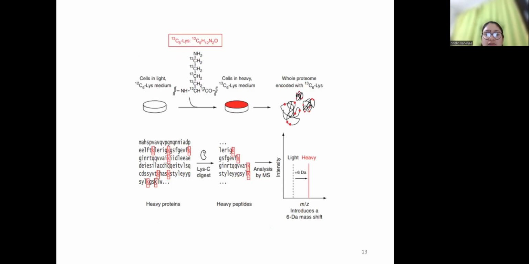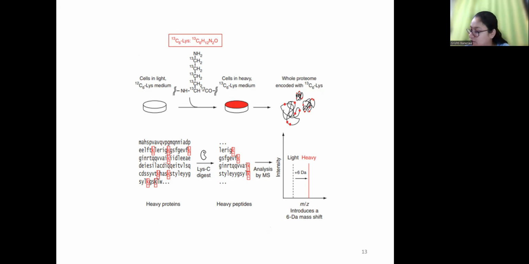Now let's discuss how these things happen. As we mentioned, in quantitative proteomics we are able to quantitate the changes, or what the quantity is. For that, we need to have some markers or labels. How are we going to label it? One of the labeling techniques is SILAC.